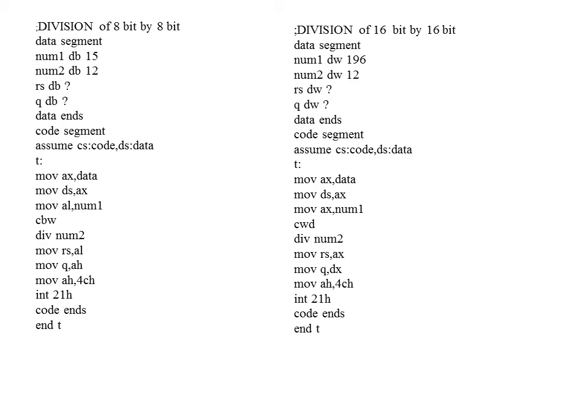Actually we are performing 16-bit by 8-bit division. How? We are converting the 8-bit number into 16-bit number, and then that 16-bit number is divided by another 8-bit number. Okay, try to understand this. 8-bit we cannot divide directly. We need to convert the 8-bit number into 16-bit number. How? By using CBW.